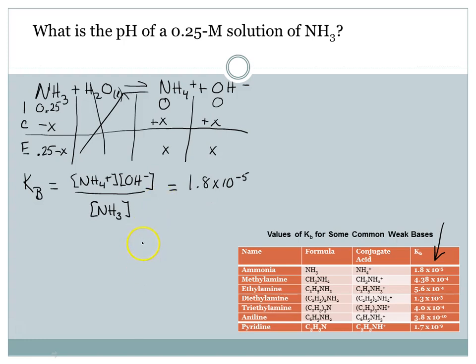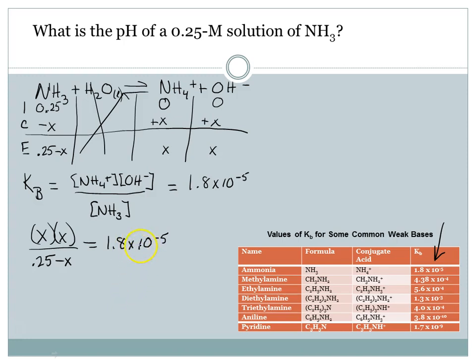Now let's substitute in our values from our icebox. So we've got x times x divided by 0.25 minus x equals 1.8 times 10 to the negative fifth. Now this is a really tiny number, 1.8 times 10 to the negative fifth. Remember that when you have the value for the equilibrium constant, it gives you a sense of whether the products are favored or reactants are favored. Numbers less than 1 tell you that the reactants are favored. So this is dissociating, but not that much.